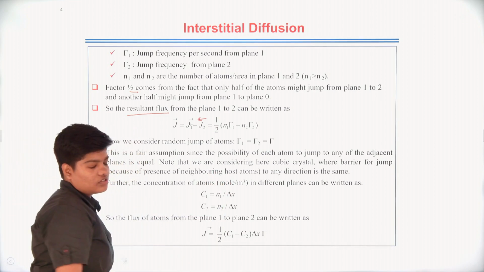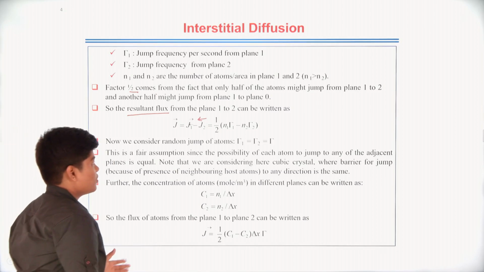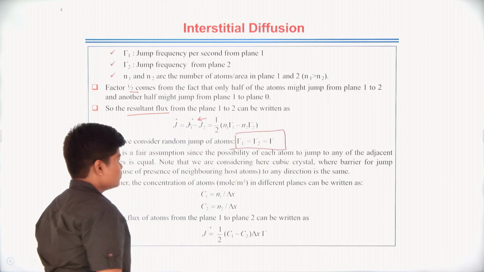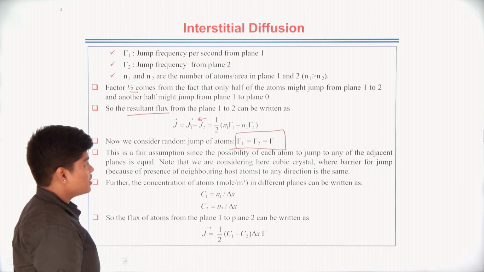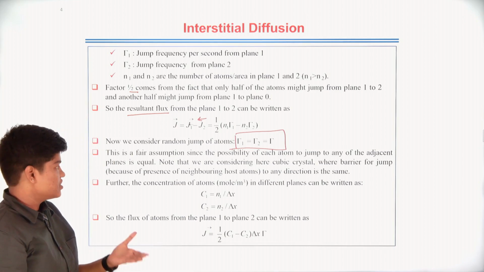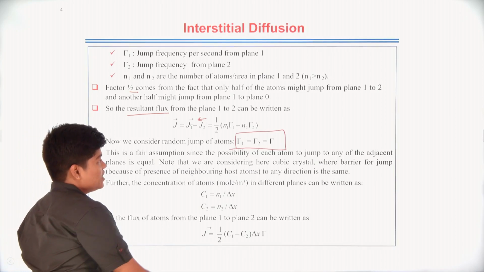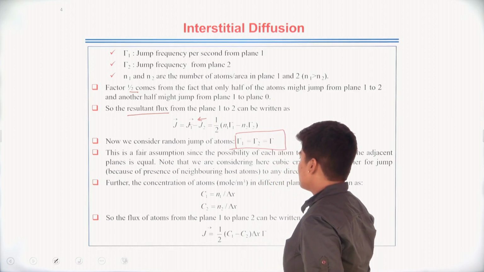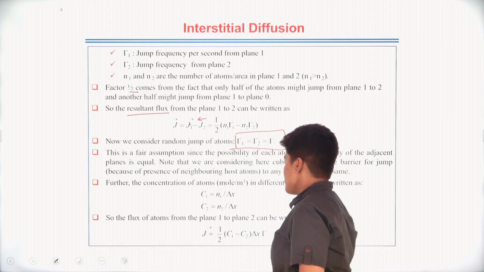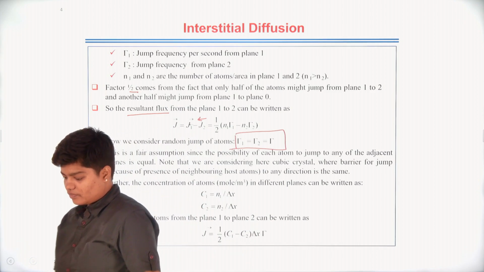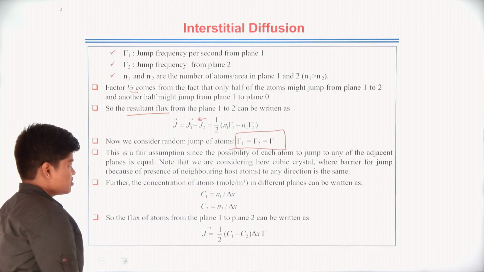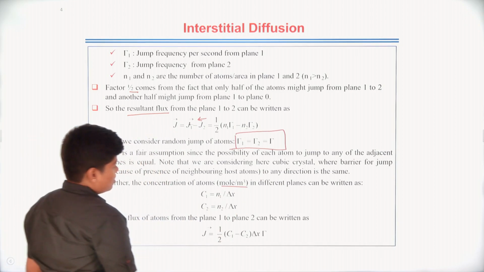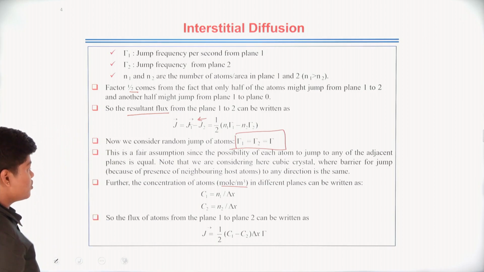And consider that random jumping of atoms is happening. So consider sigma 1 and sigma 2 equal to sigma. There is equal possibility that each atom can jump to either of the adjacent planes. So we can write sigma 1 and sigma 2 equal to sigma. Here the concentration is the number of atoms per volume. So we can write the concentration of atoms in mole per meter cube in the different planes: N1 by del x for C1 and N2 by del x for C2.